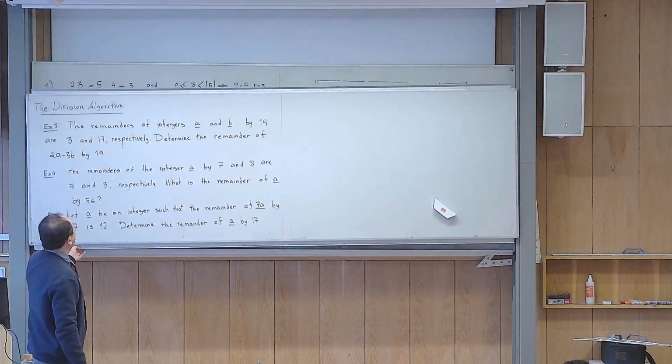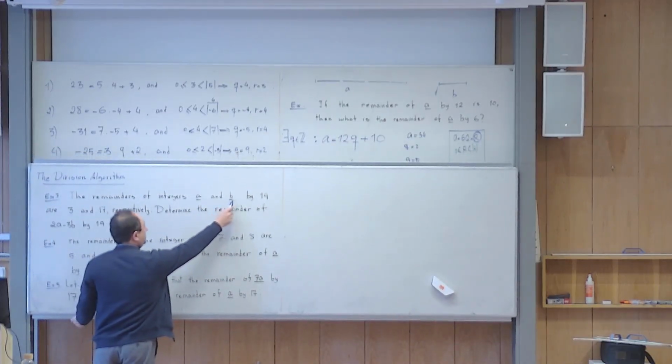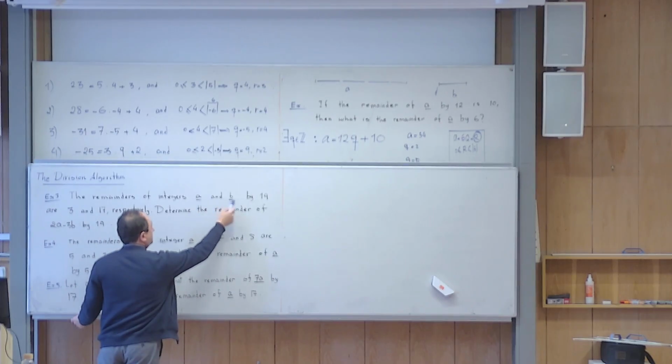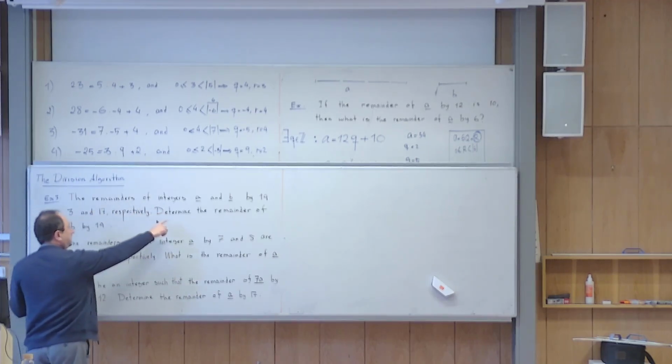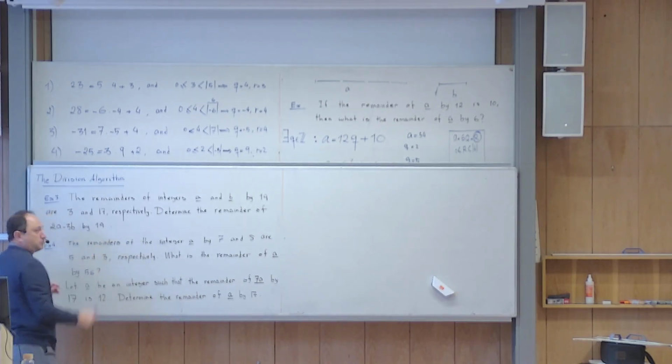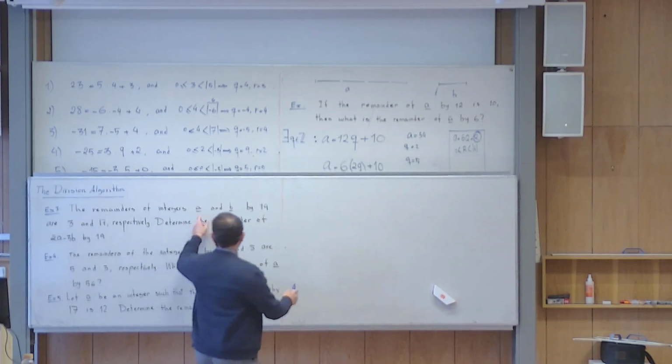So this example tells you that we have two integers a and b. When I divide them by 19, one remainder is 3, the other remainder is 17. 3 is for a, 17 is for b because of the word respectively. And then determine the remainder of this combination by 19. Yes? So let us translate these English sentences into mathematical symbols.